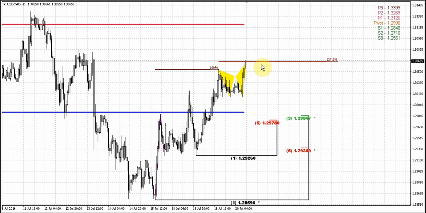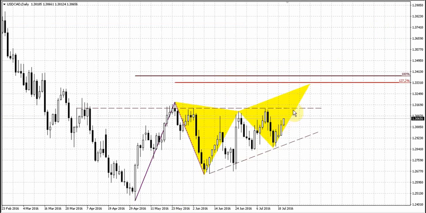So at least based on the picture that we see on the daily chart, it seems to be a logical decision on the Canadian dollar and the situation on the Canadian dollar. So let's see what we will get.